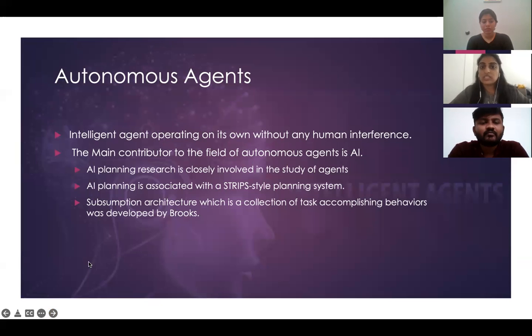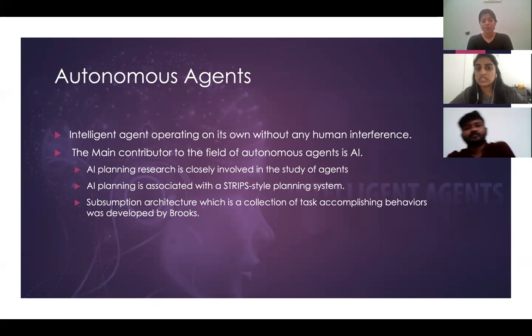Coming to autonomous agents, as I said in the previous slide, they act without any human intervention. A live example of intelligent agents is the autonomous robots we have in some of our current applications. The main contributor to the intelligent agent field is artificial intelligence. AI planning research is closely involved in studying these agents: how agents should perform and how they can achieve maximum performance.